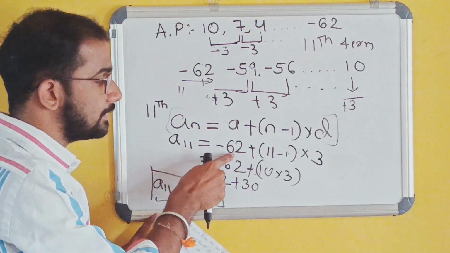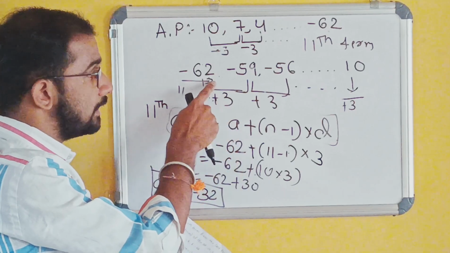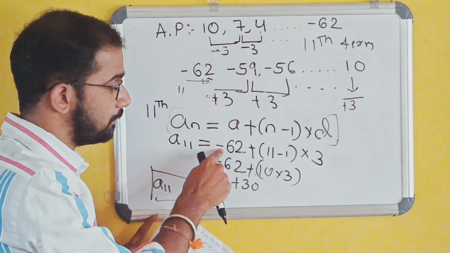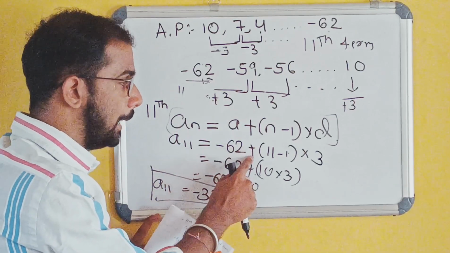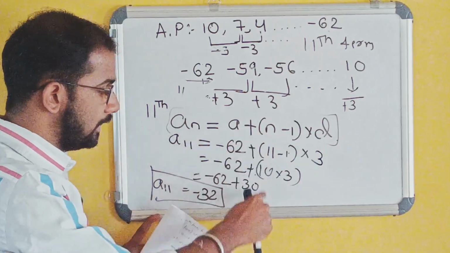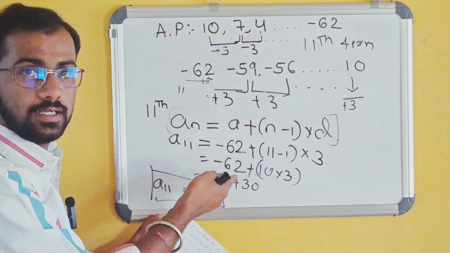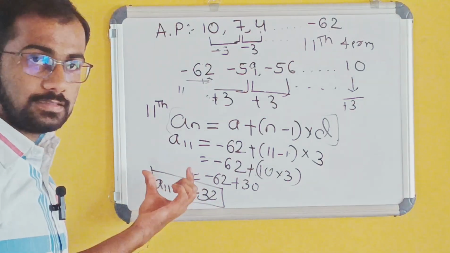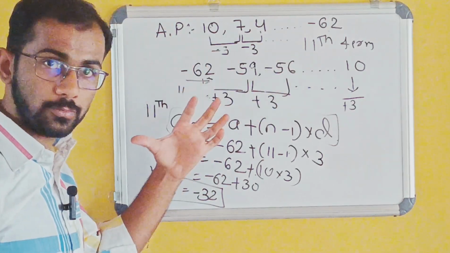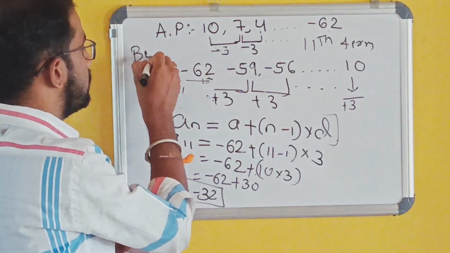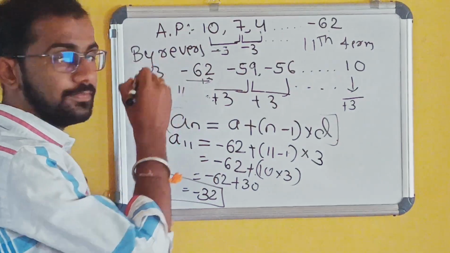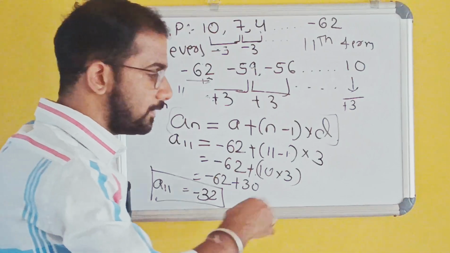A11 is equal to minus 62. Why minus 62? Here minus 62 is considered as the first term of the new sequence. That's why I wrote a as minus 62 plus n is 11 minus 1 into plus 3, d. If you calculate these, the 11th term is minus 32. This is the first method of solving this problem, by reversing the sequence and changing the sign of the common difference.